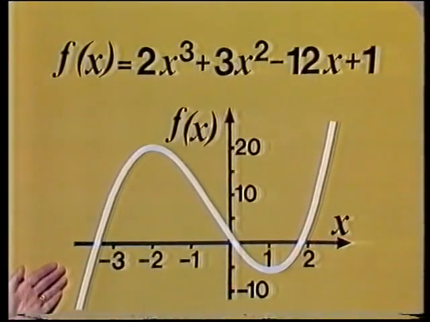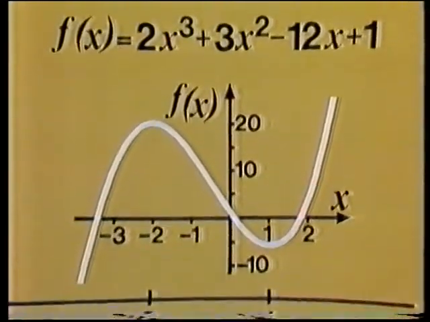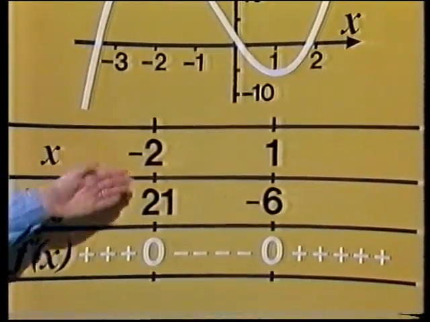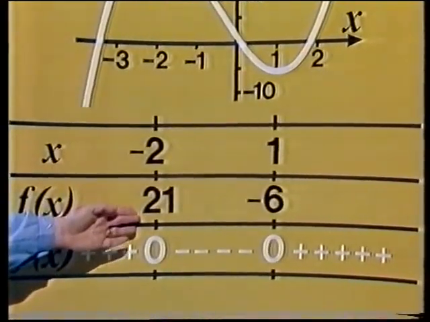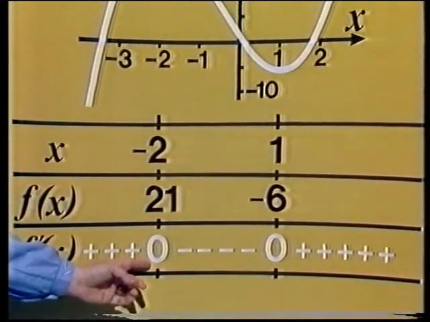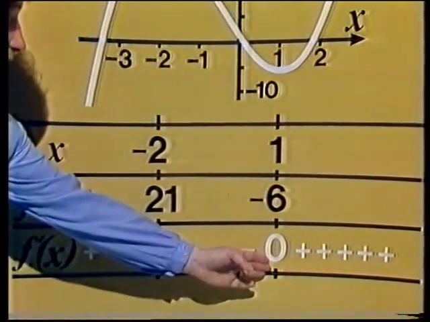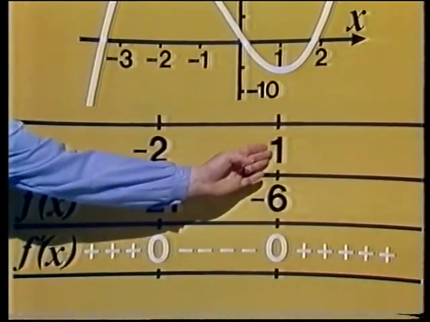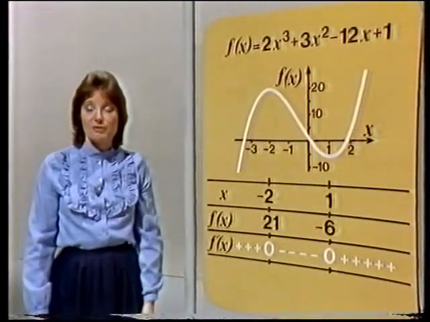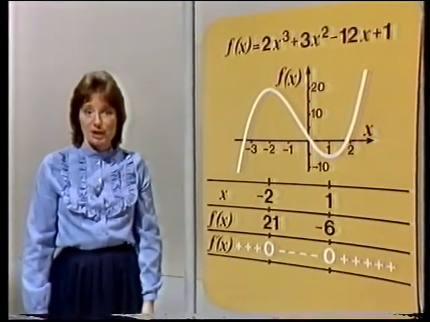We asked you to find out where the derived function is positive, 0 and negative, and this table summarises the results. When x is minus 2, the function value is 21, and there the derived function is 0. The derived function is 0 again here when x is equal to 1. And we'll go on to see just how the graph and the derived function are connected.